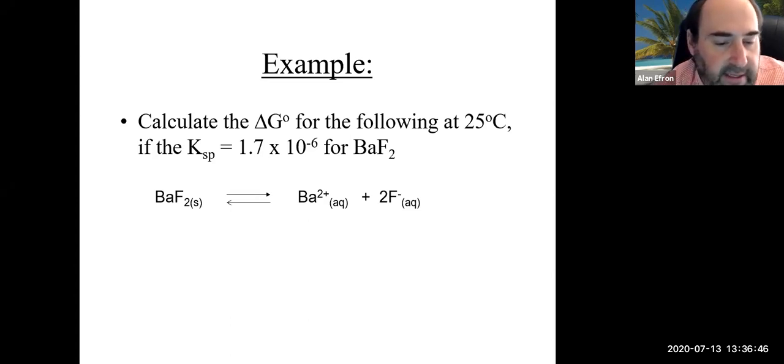So I think we finished up the last example, and we're on this example. Why don't you take a couple minutes here and work this one out. We're looking for the delta G naught if the KSP is 1.7 times 10 to the minus 6. See what you come up with, and then we'll talk about it in a couple minutes.